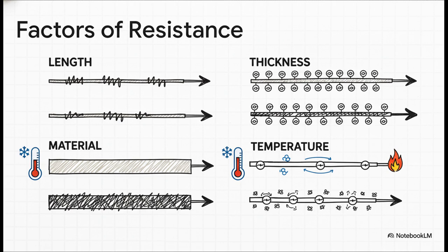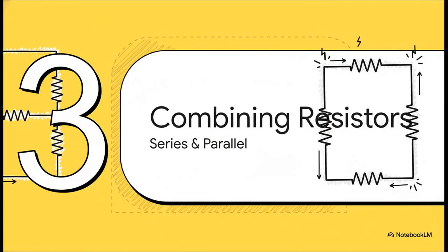And third, the material itself. This is a property called resistivity, represented by the Greek letter rho. All of this is captured in one formula. R is equal to rho times L divided by A. So far, we've only talked about a single resistor. But in real circuits, you almost always have more than one. So how do we combine them?